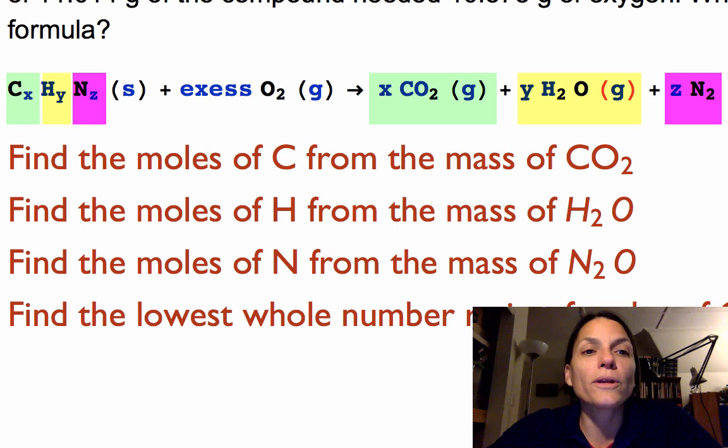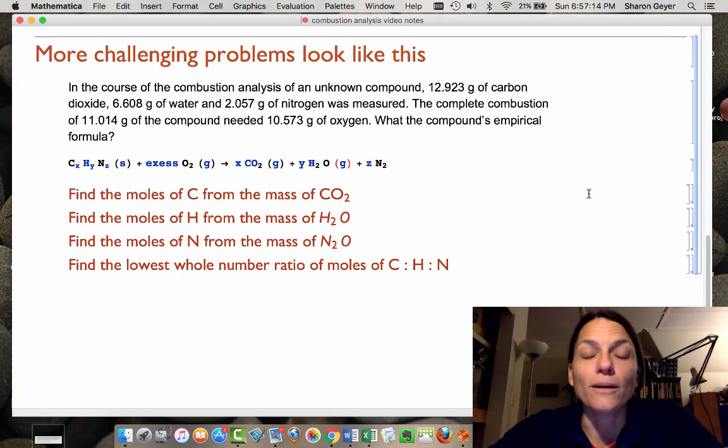So now we're burning our compound in excess oxygen, and we're producing carbon dioxide and water as normal, but we're also going to produce nitrogen gas. And let's not forget that nitrogen is a diatomic element. So we have to work in the nitrogen to figure out the moles of nitrogen in the compound. And then we'll do a whole number ratio between the three elements. Okay, so here we go.